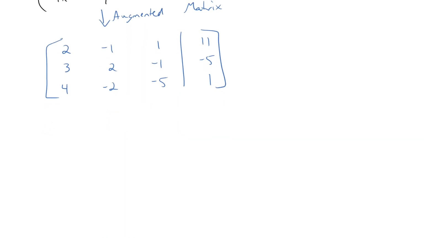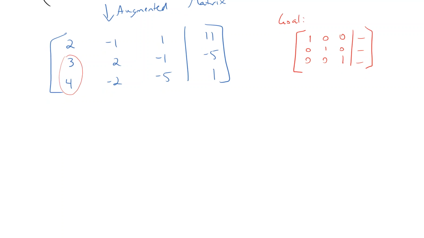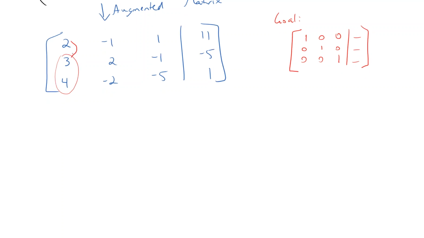Now in Gauss-Jordan elimination, our goal is to get our first column to be 1, 0, 0, our second column to be 0, 1, 0, and our third column to be 0, 0, 1, and then the constants over here will be our solution. So the first thing we're going to do is go in the first column and get zeros here. Okay, and I'm going to use this 2 to get a 0 for both places.